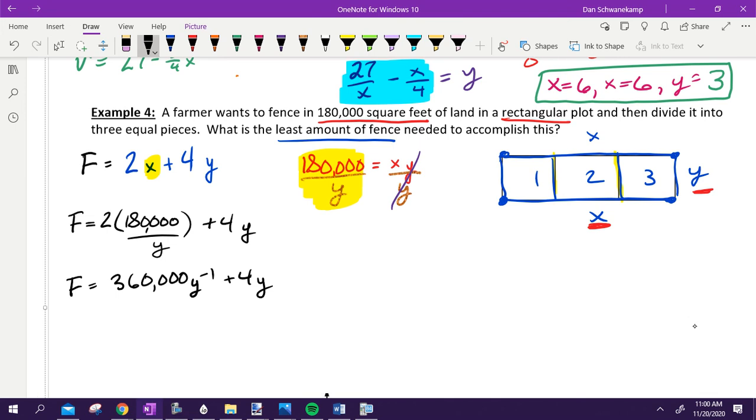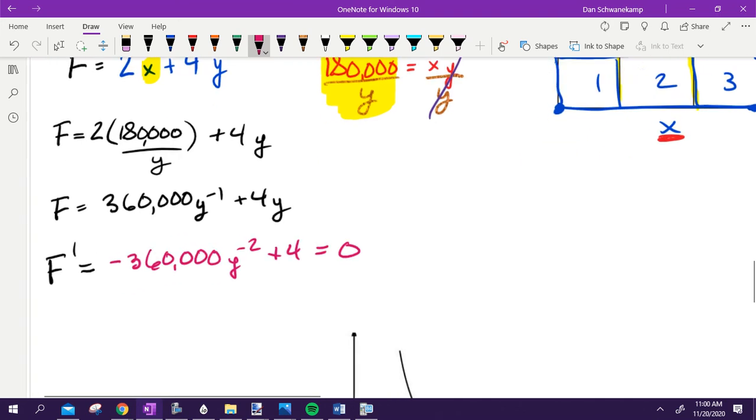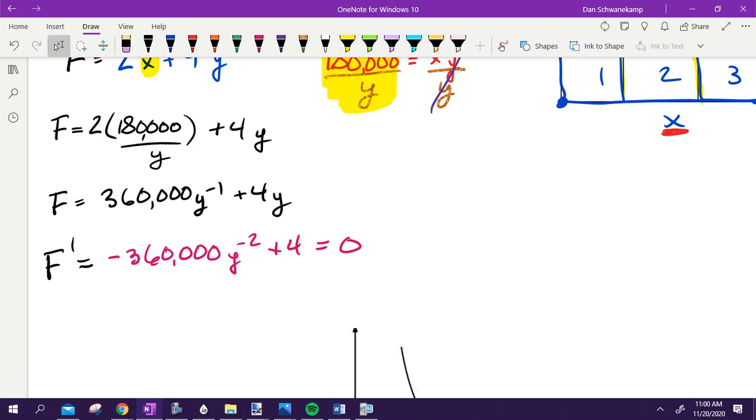We need to take the derivative. We need to find f prime. So if I'm finding f prime here, Emma, what'd you get for f prime? Good. Plus 4, and she's going to set that thing equal to 0. Great. That's f prime. We're setting it equal to 0. Okay. This looks weird. It's not as bad as it seems.